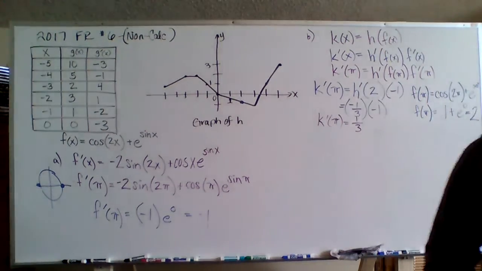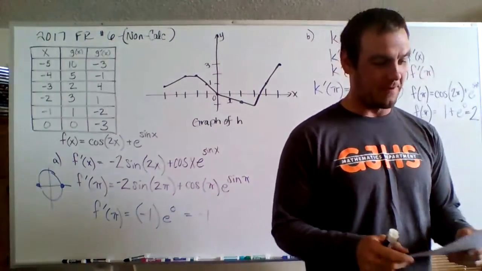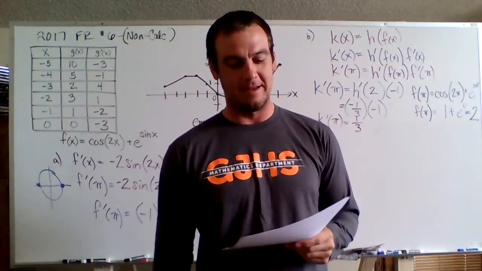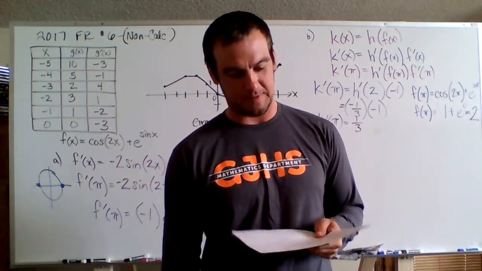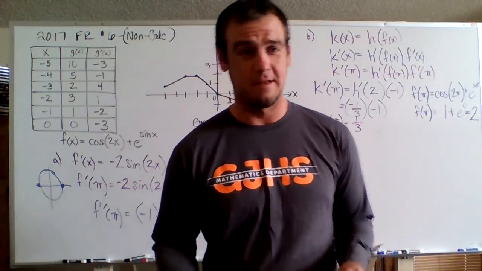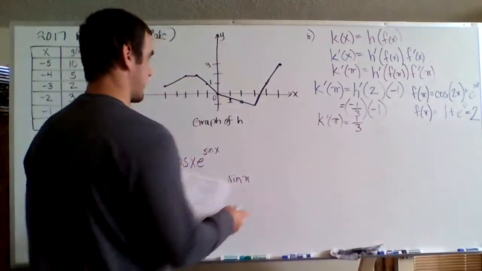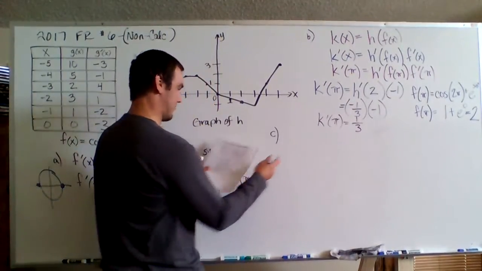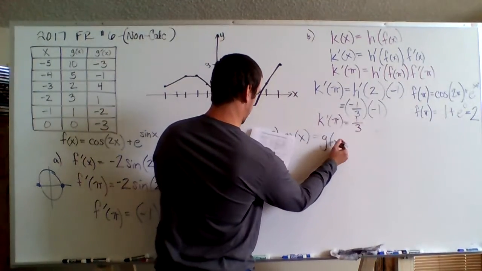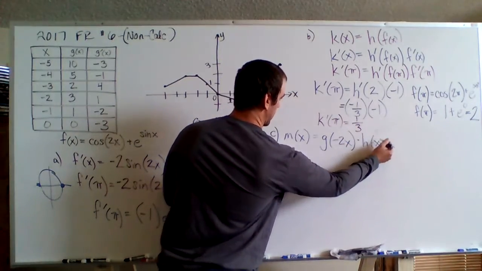Now you got a new rule, Mr. Honey. Of course we do. C. Let m be the function defined by m of x equals g of -2x times h of x. Okay, so now we've got kind of chain rule and the product rule going on. Part C. We got m of x is going to equal g of -2x times h of x.